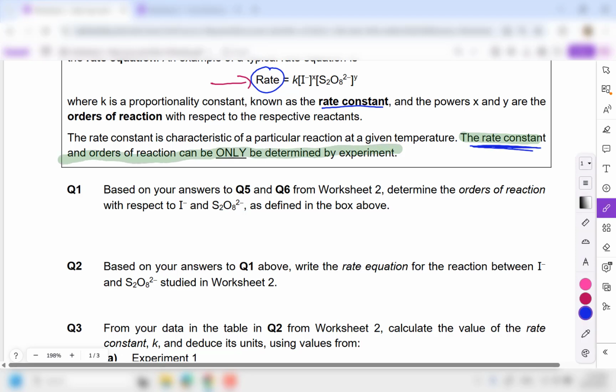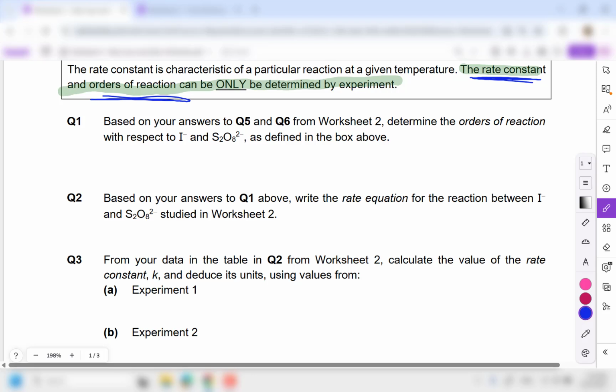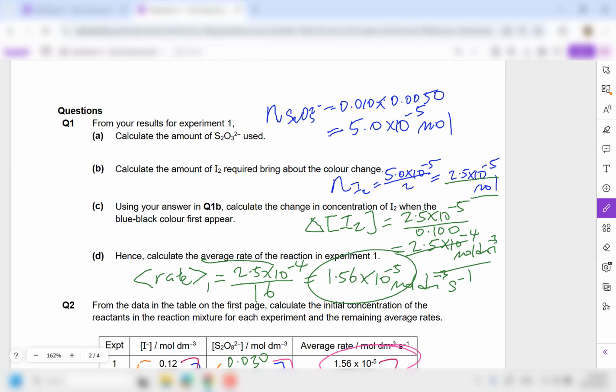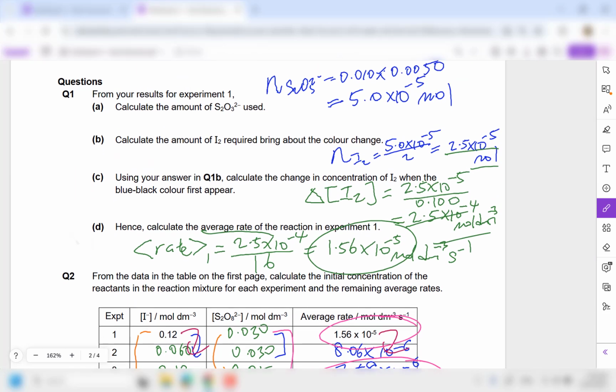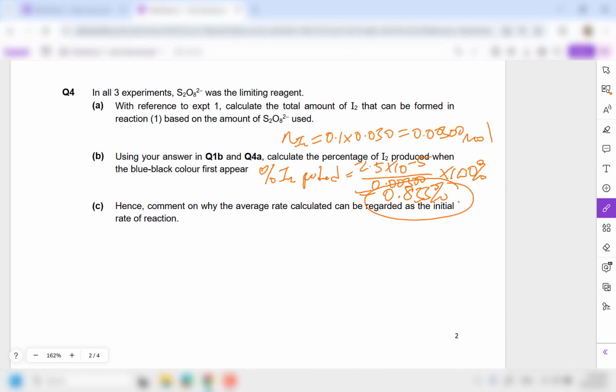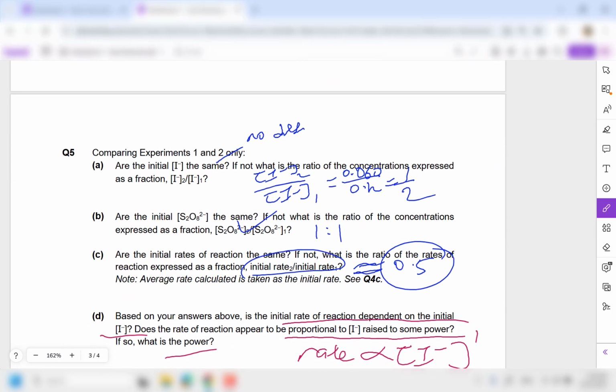So these two terms are only determined through an experiment, and then you compare. Okay, then with that short introduction, we'll move on to question 1. Question 1 asks you to base your answers to question 5 and 6 from worksheet 2. Determine the order of reactions with respect to I minus and peroxydisulfate. So based on what we saw earlier on, let me look at question 5.